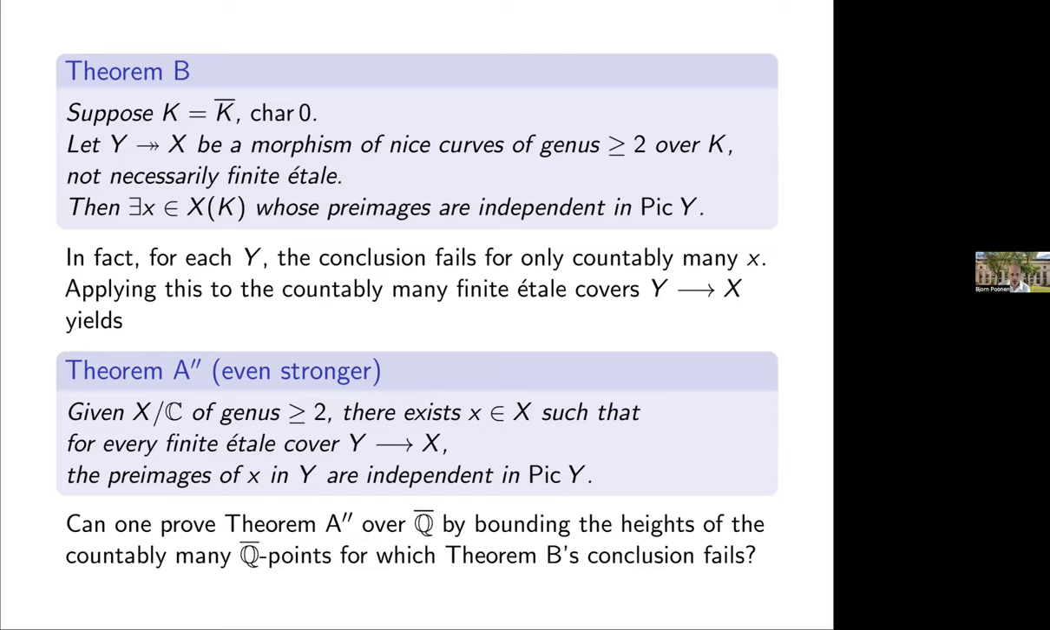Okay, it would be nice if we could prove this theorem also over Q bar, but you would have to use something more. This argument as it stands doesn't work because a countable union of countable sets could be all the Q bar points. So there might be nothing left to choose if you're working over a countable field like Q bar. So maybe there would be a way to prove this theorem over Q bar. My guess is you'd have to know something about the heights of the bad points in theorem B. If you could prove some uniform bound for the heights of the points x for which this fails, then you would get a theorem like this.